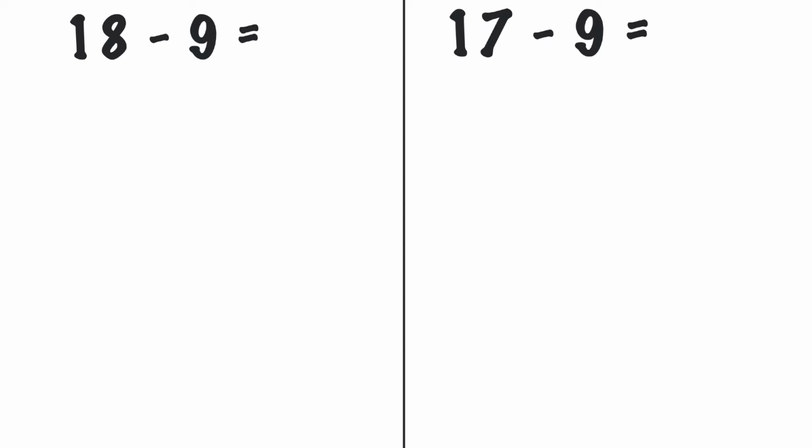I'm going to write out my number bond for 18. So I have 18 minus 9. So I'm going to start here with my 18 because that's my total number. I'm not taking anything out of it yet. I'm just going to write down my 18 in a number bond. So I have my 18.